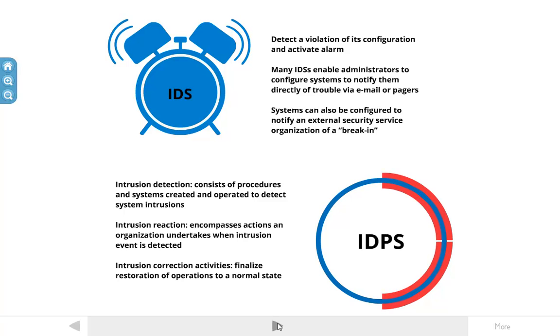And of course, the systems can be configured to notify an external security service of a break-in. What do you think the benefits of notifying now an external security service? Well, if they're attacking your system, and that's where you're getting your message, what good does it really do you? If they got control over it, then what good does it really do you?